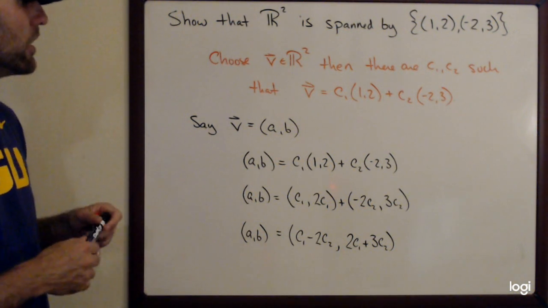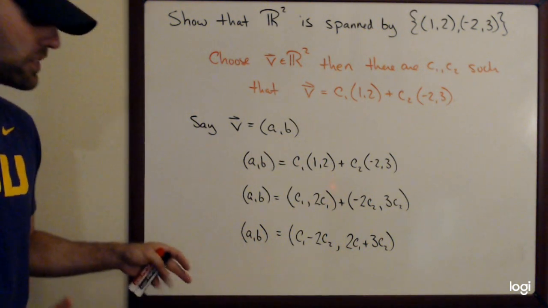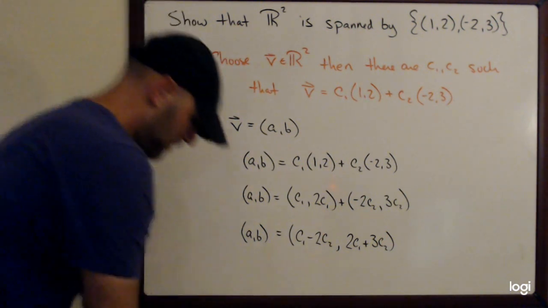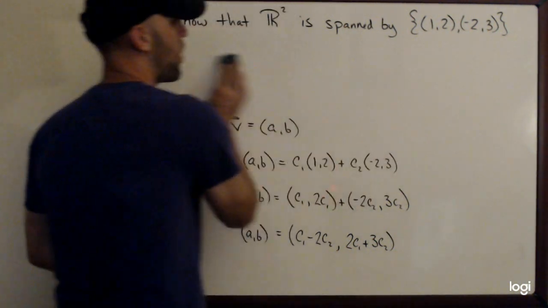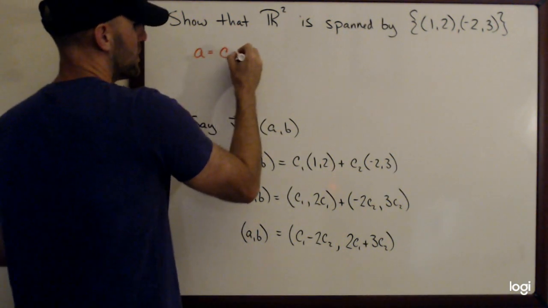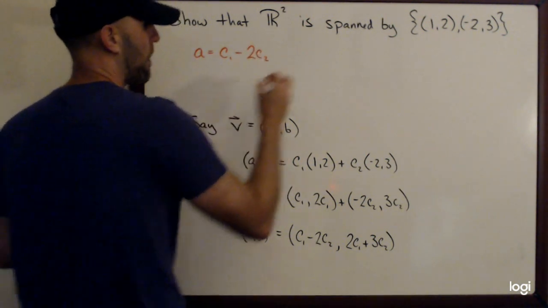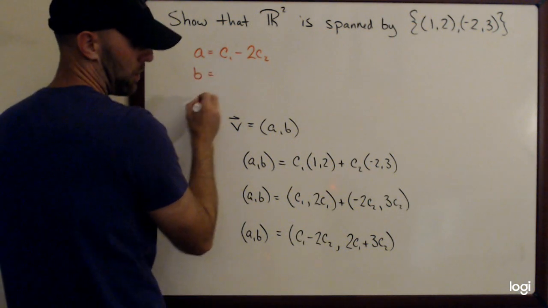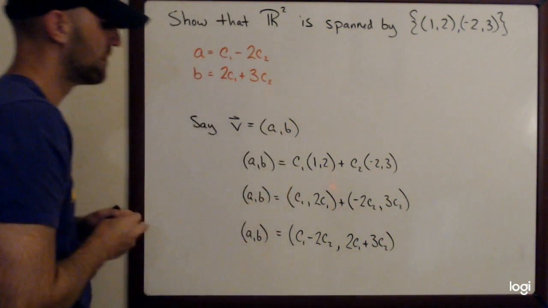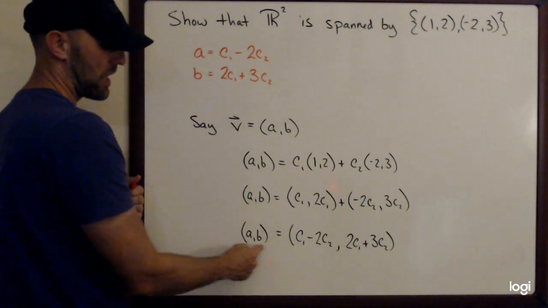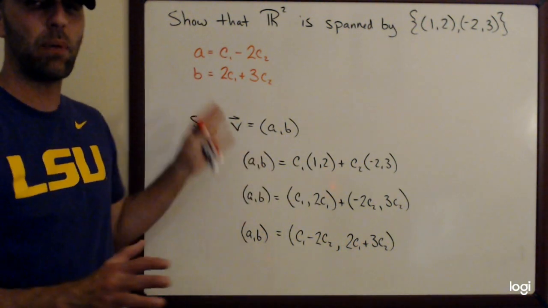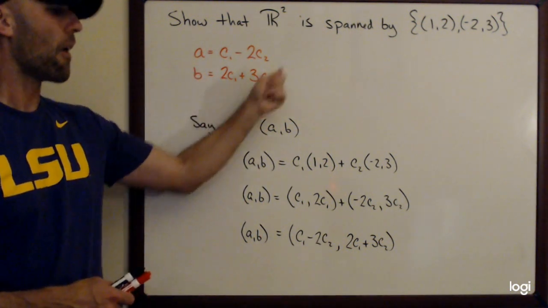Now, how does this help? Well, you'll notice that this actually provides me with a system, because these components don't interact. The first and the second components don't. What this gives me is that, for this to work, A has got to be equal to C1 minus 2C2, and B has got to be equal to 2C1 plus 3C2. Again, first component must be equal to first component, second equal to second. I'm looking to verify that for any given A and B, any vector here, there are in fact solutions to this.